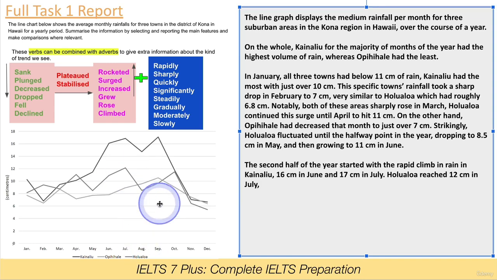And then it actually had a drop off in August. A fall followed this in August, and this reached approximately 9 centimeters. Okay, let's talk about Opihihale steadily climbing until September.